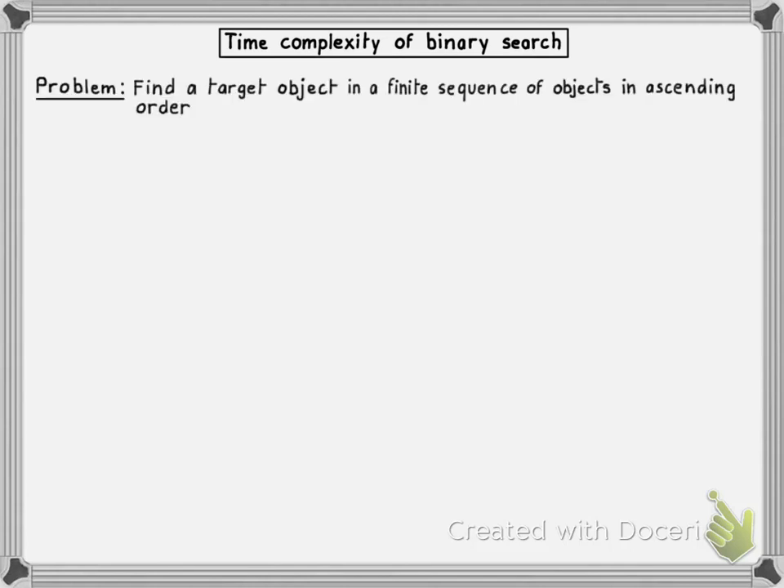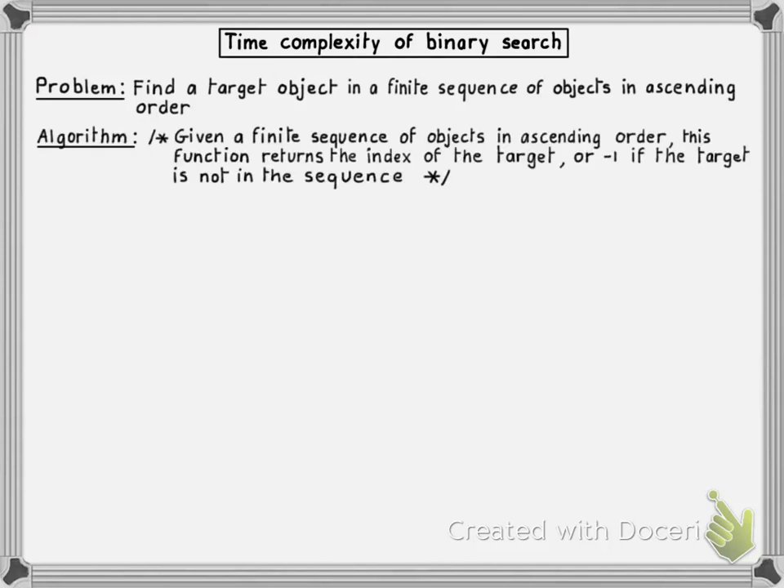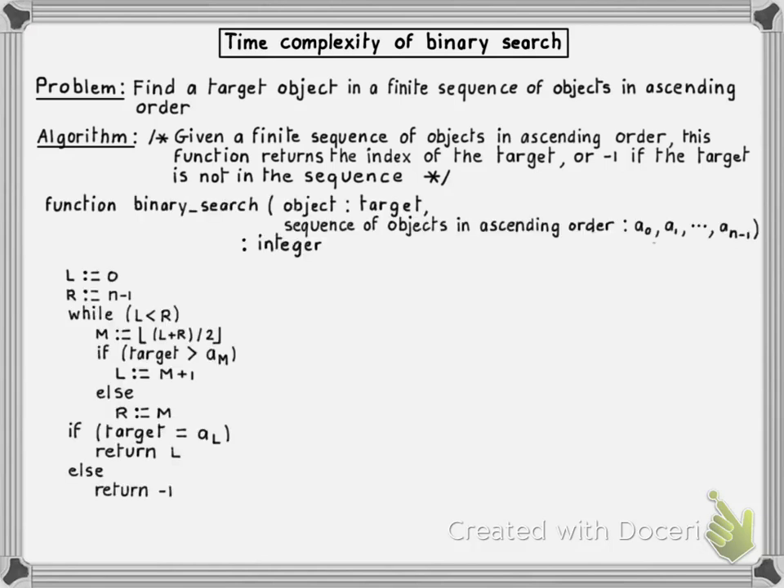Remember that this problem is slightly different from the one solved by linear search because in this case, the sequence of objects given as input is assumed to be sorted in ascending order. Here is a description of the input and output of the binary search algorithm, and here is its pseudocode description. Make sure you study it carefully to re-familiarize yourself with it before watching the rest of the video.